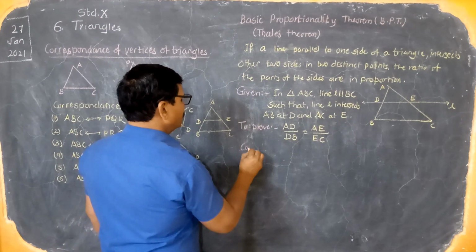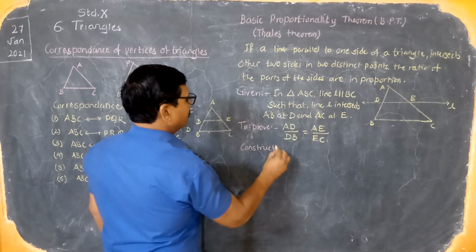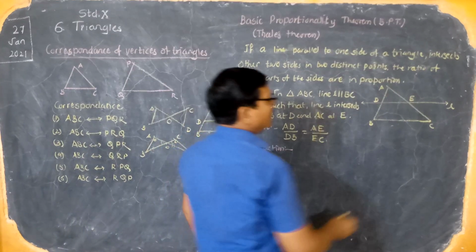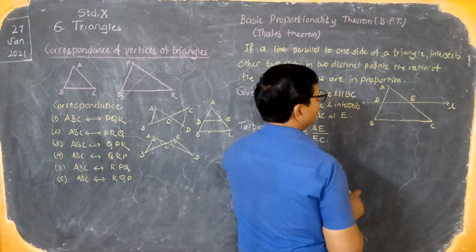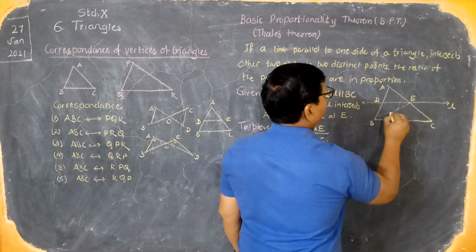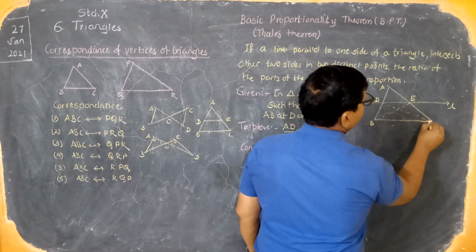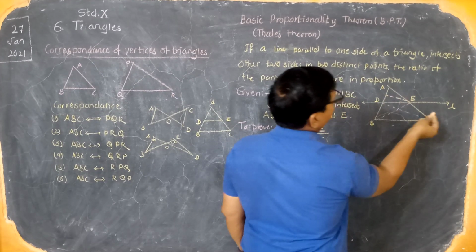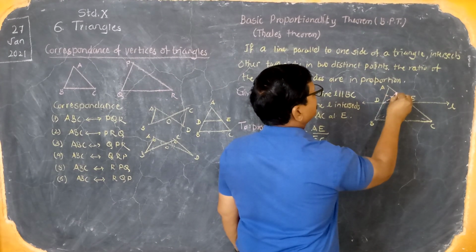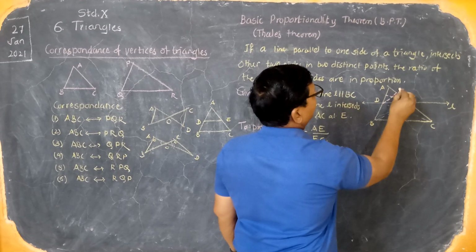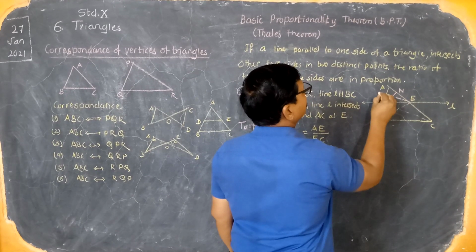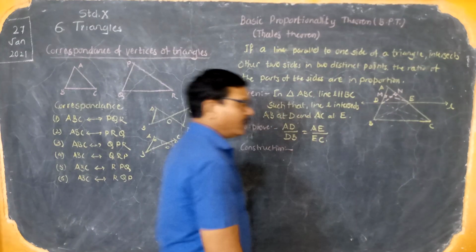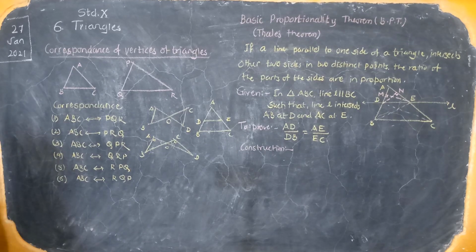Now here some construction has to be done. To make the construction, first draw BE, CD and draw perpendiculars here. Suppose DN and EM are perpendiculars on AB and AC respectively.